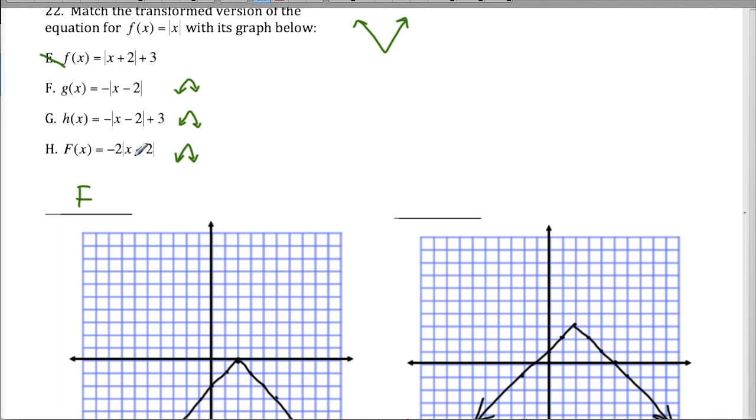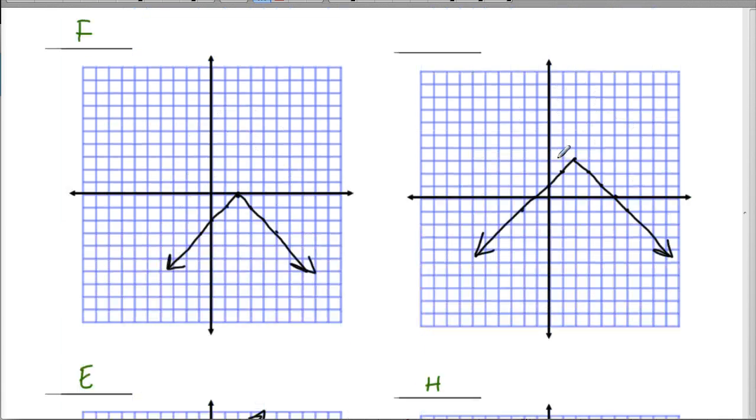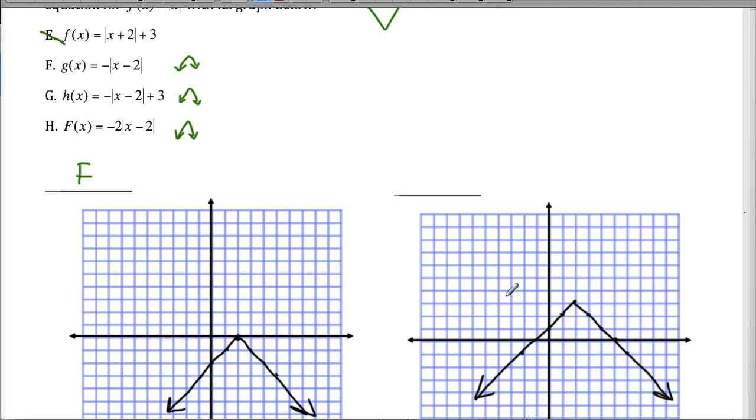That's F. Then down here I see H has the a equals negative 2 out in front, so that means there's a vertical stretch. So I know that this one is H. And then I double check and make sure that this last one is moved over 2 to the right and up 3 and opens down, and so that fits with G. So that's how I would recognize all of these transformations here.